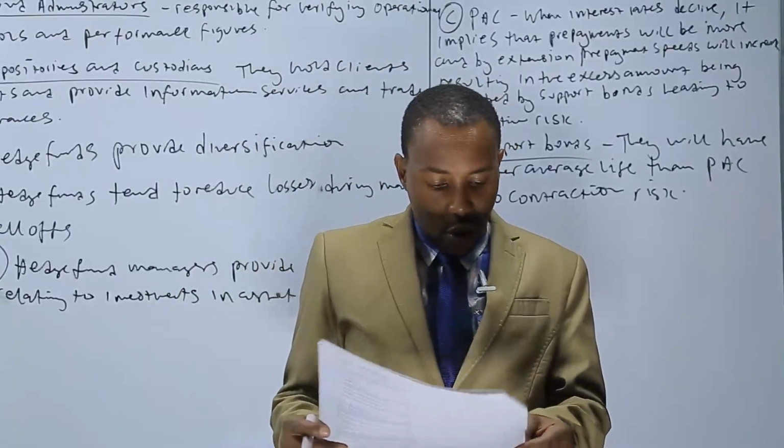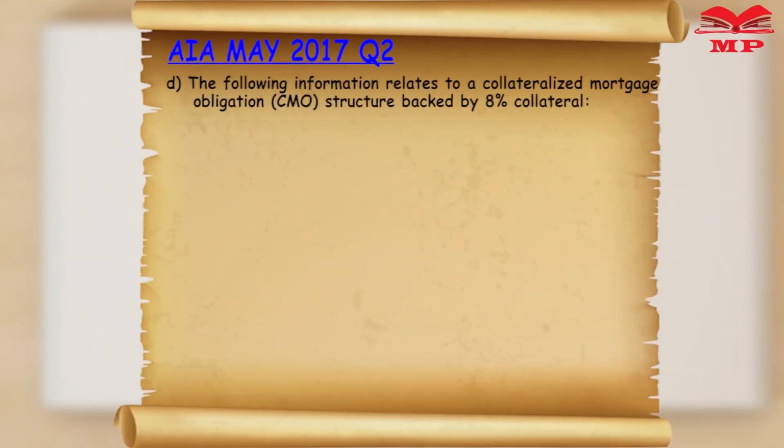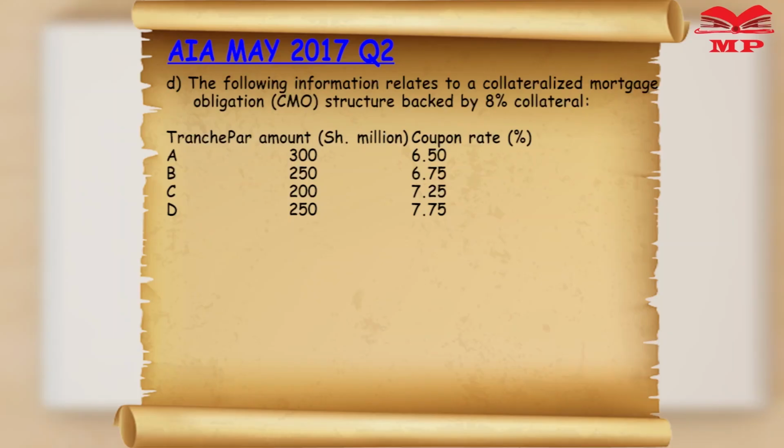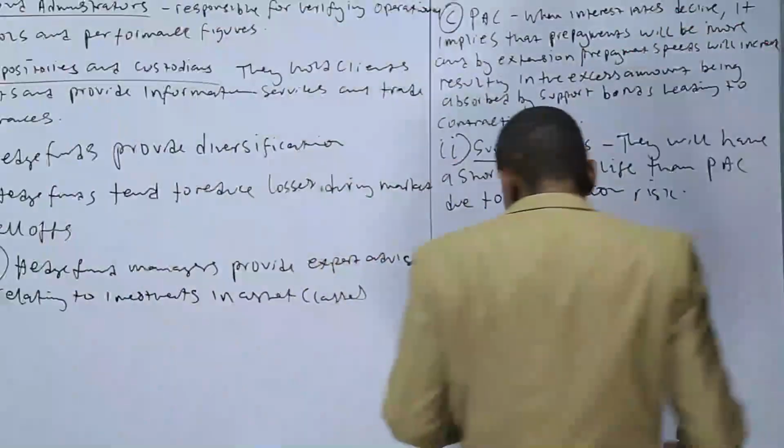in interest rates. Now we move on to part D, and we are being informed that the following information relates to a collateralized mortgage obligation structure backed by an 8% collateral. You can see the tranche there, A, B, C, D, the par amount there, and the coupon rates have been provided there. A client with a notional interest only tranche with a coupon of 8%. Required the notional amount for this notional interest only tranche. So with that information, we can proceed as follows.